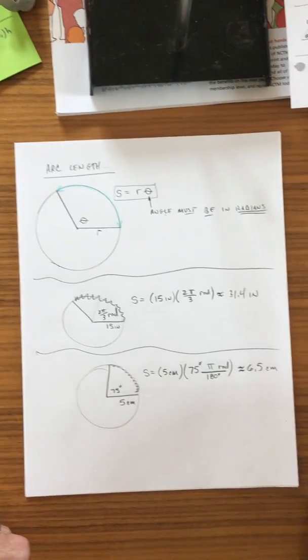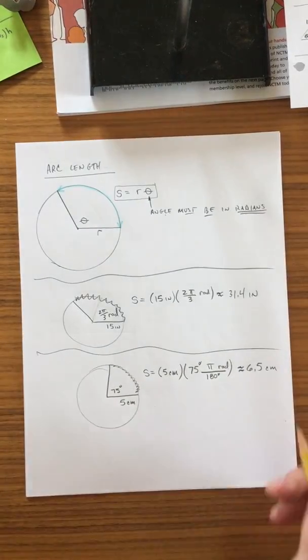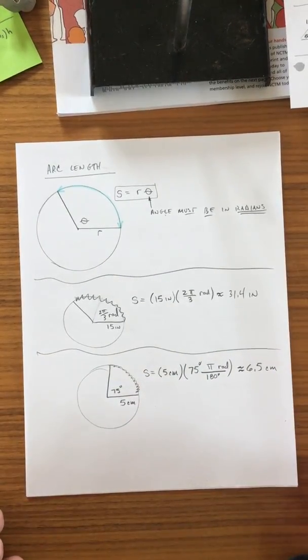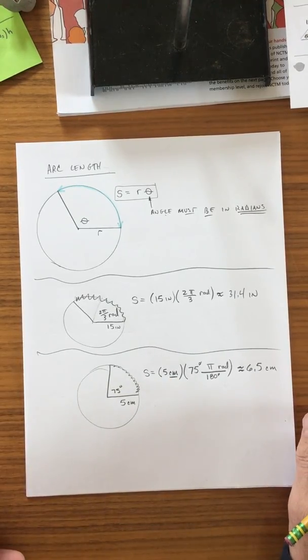Now, radians technically are considered unitless, so you don't have to write the radian on there. Just that unit right there.